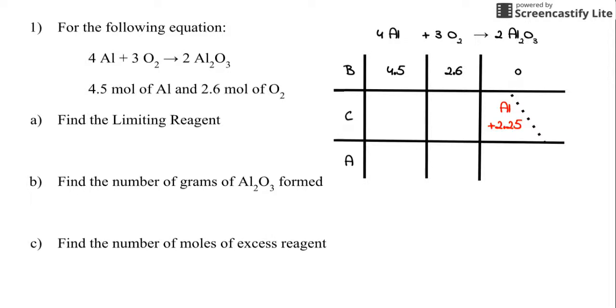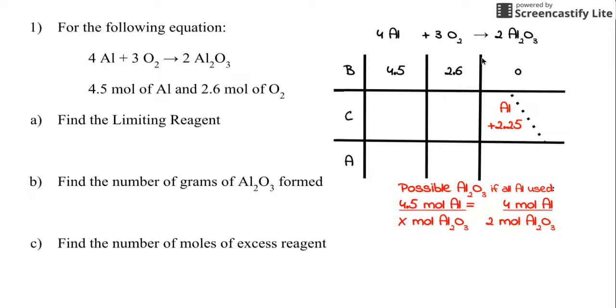That is because I have 4.5 moles of aluminum to begin with. There is a 4 to 2 mole ratio of aluminum to aluminum oxide, so I'm dividing that by 2. 4.5 divided by 2 is 2.25. If you guys can't see that, here it is in a proportion. Possible aluminum oxide, if all aluminum is used: 4.5 moles of aluminum over X moles of aluminum oxide equals 4 moles of aluminum to 2 moles of aluminum oxide, which also gives me 2.25.